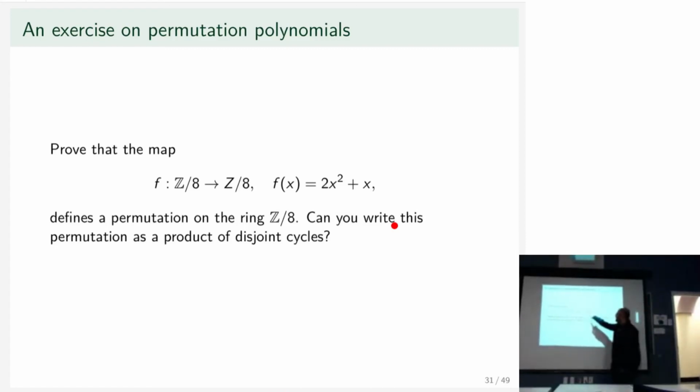So the exercise is to prove that this map, of course, with GAP, right? Write a computer program to check whether this map is a permutation of this ring, right? And of course, then I want you to write this as a product of disjoint cycles. Okay?